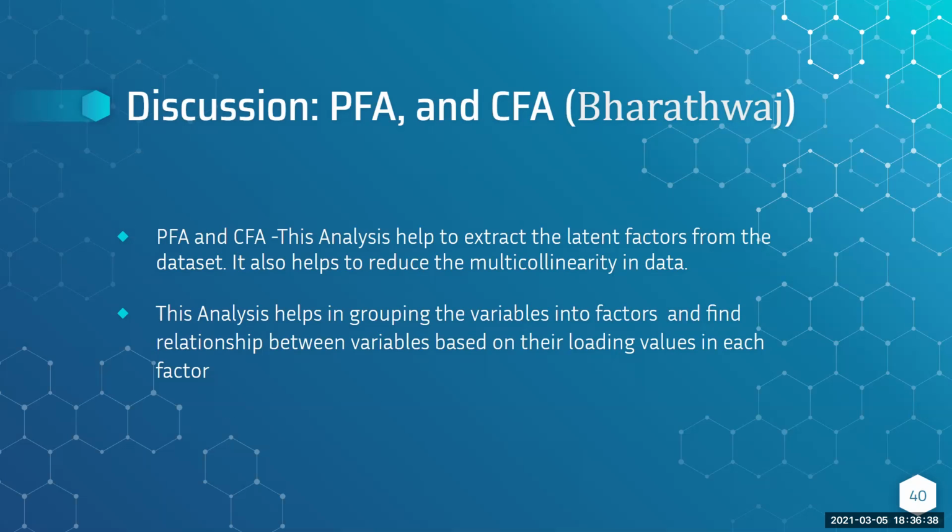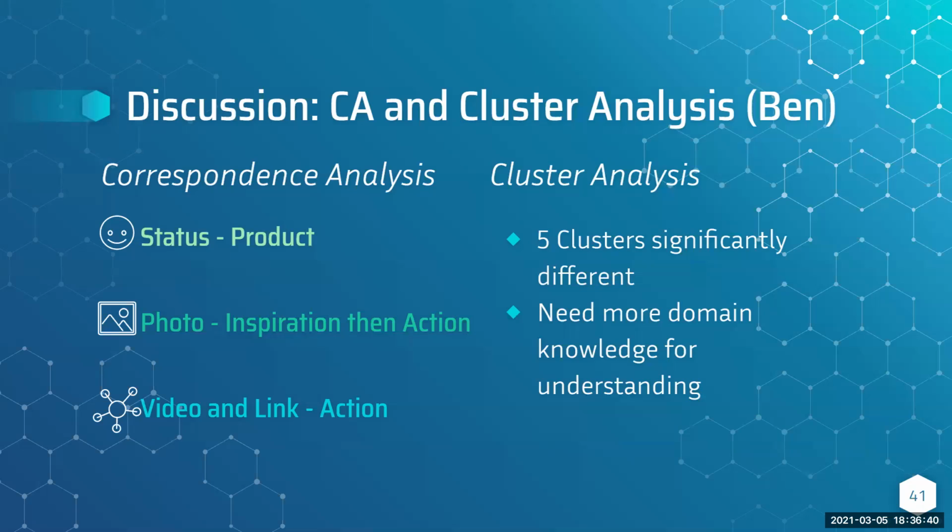Then for correspondence analyses, we discovered that a status post more corresponds with product, a photo post more corresponds with inspiration than action, and a video or link post more corresponds with action. Then with our clustering analysis, we found that there were 5 clusters that are significantly different within our data set, but we do need more domain knowledge to help gain more understanding. But some of the practical implications are that we can use this information to make more inferences about other posts.